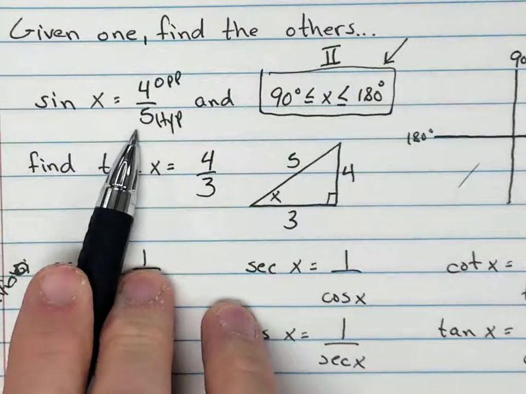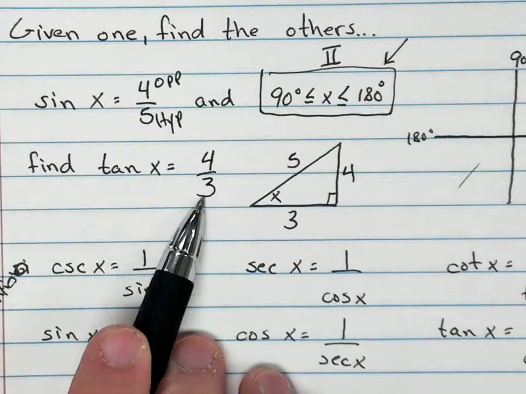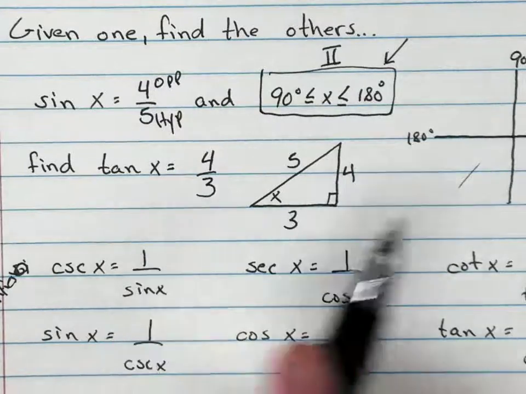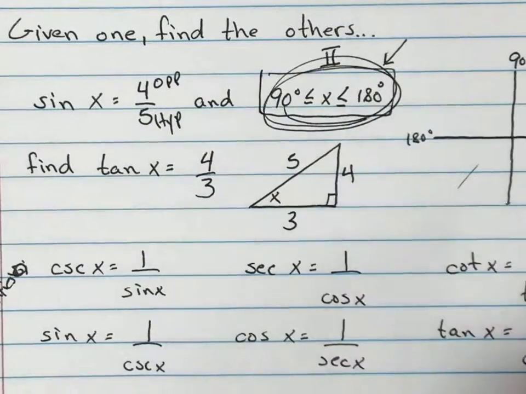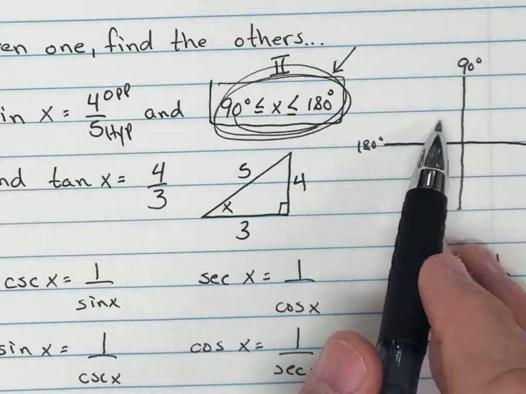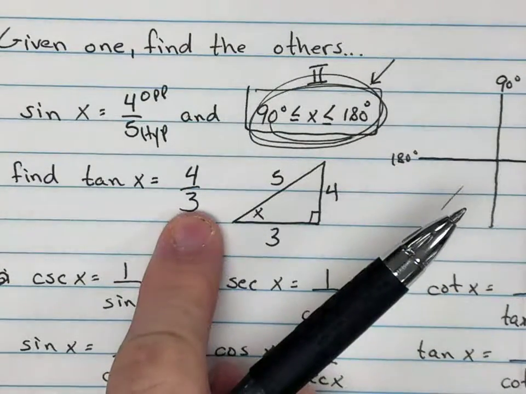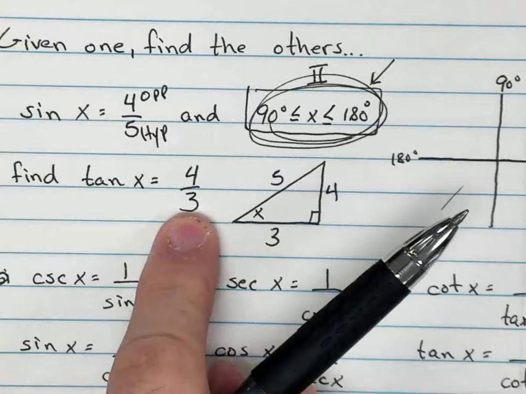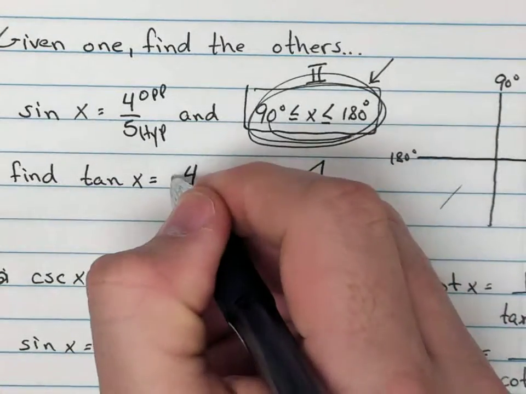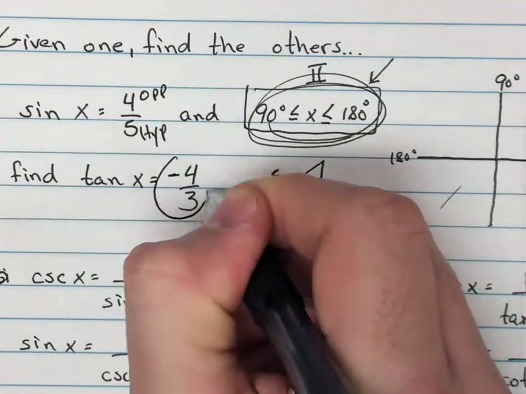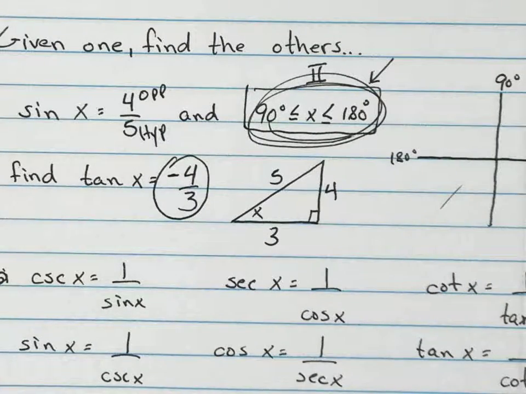So if the sine is 4/5, the tangent is 4/3. There's a problem with that though, and it all revolves around this. Since you're in the second quadrant, if you put 4/3, and will 4/3 be an answer choice? Yes. If you put 4/3, it's wrong. Since you're in the second quadrant where tangent is negative, make sure you put a negative on that 4/3. Okay, that's a simple one.